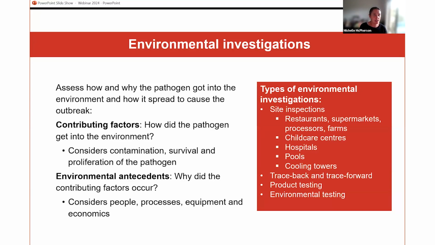And we conduct our environmental investigations at the setting where the outbreak occurred. This might be a restaurant, a supermarket, processor, or a farm if it's a foodborne outbreak. It could be a childcare centre, a hospital, pool, cooling towers. There's a lot of different settings that outbreaks can occur depending on the disease. We also often try and trace back the food and do sampling of products and the environment.